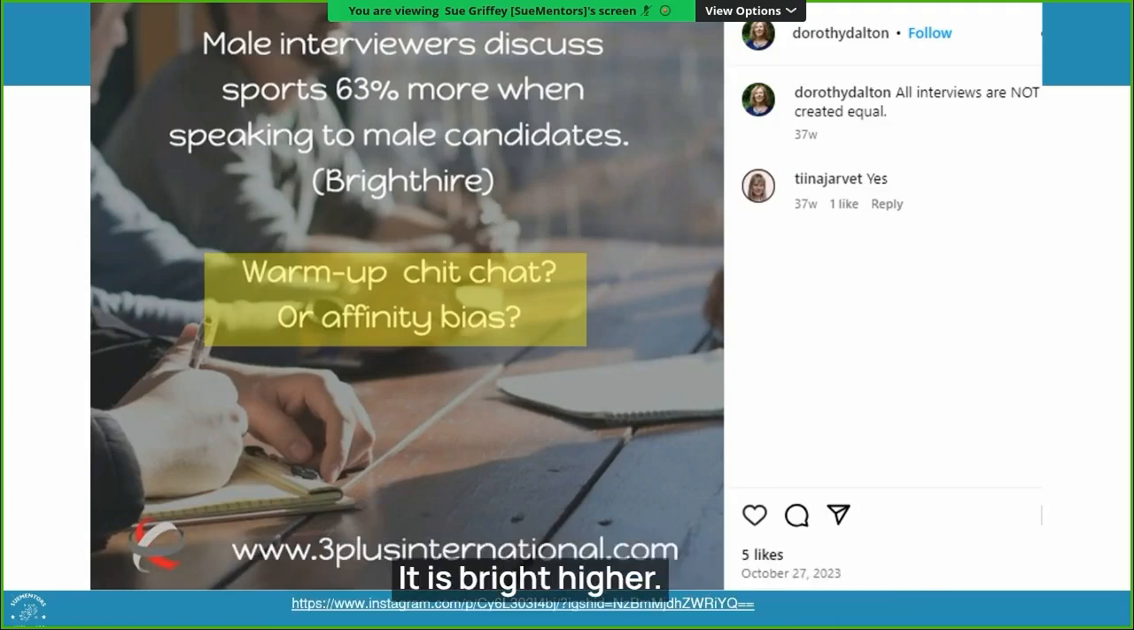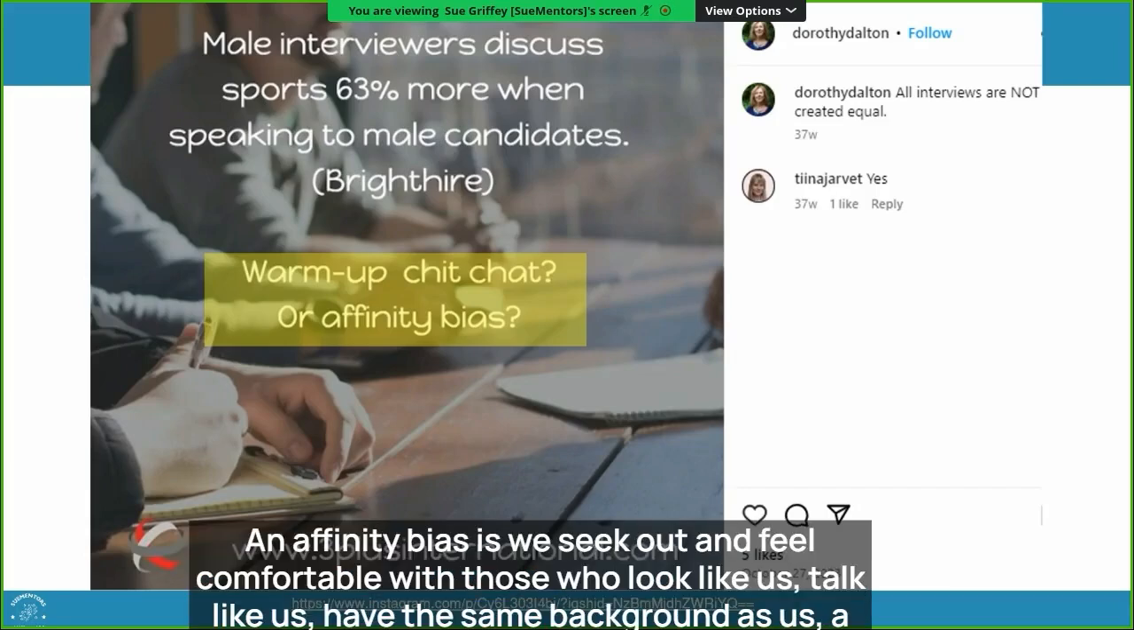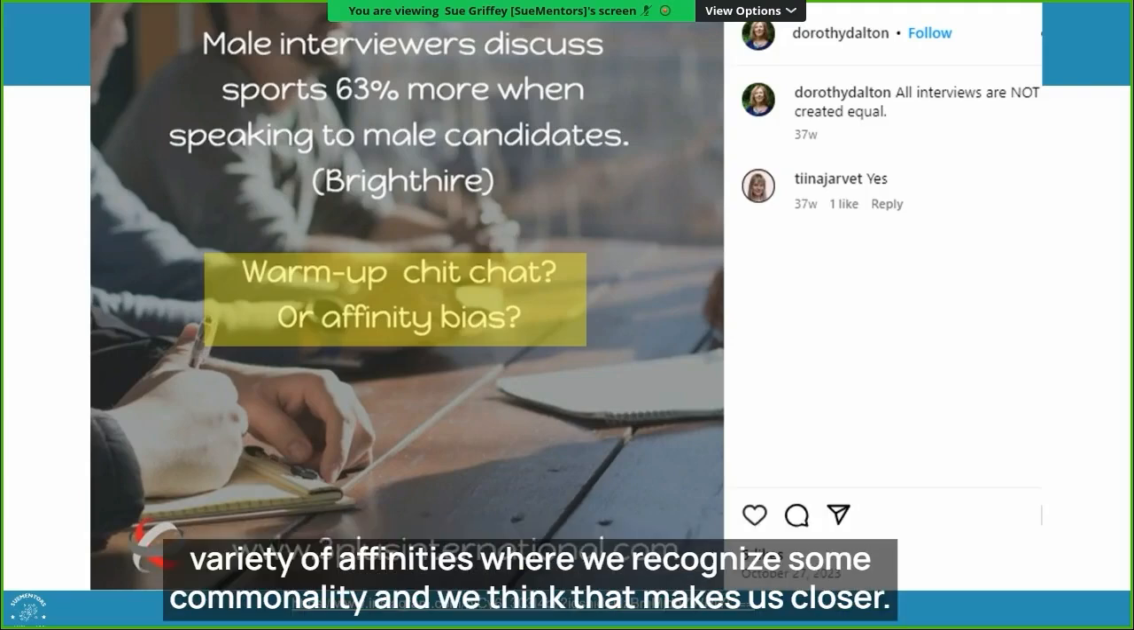Oh, I see, it is bright higher. I forgot that. But good for Dorothy, she called it out. Is this really warm-up chit-chat, or is this an affinity bias? An affinity bias is we seek out and feel comfortable with those who look like us, talk like us, have the same background as us, a variety of affinities where we recognize some commonality and we think that makes us closer.